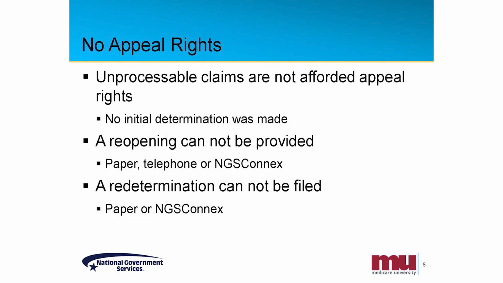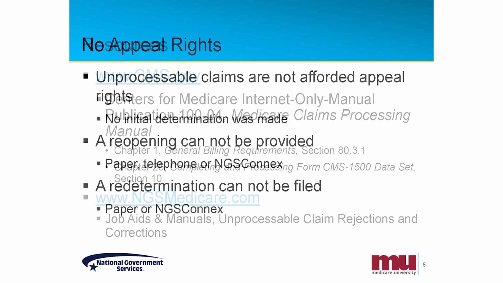Claims that are rejected as unprocessable have no appeal rights. Appeal rights are not afforded to these claims because no initial determination was made on the original submitted claim. The appeals process is only available when a complete and correct claim has been submitted and Medicare has processed a payment or a denial. You should not request a reopening in writing or through the telephone reopening line, or send a review request for a redetermination to the Appeals Department for unprocessable claim rejections, since unprocessable claims need to be corrected and resubmitted or retransmitted. No appeal rights are granted.